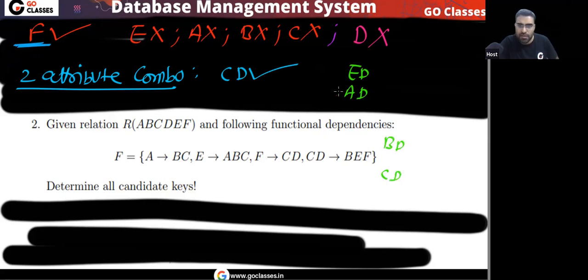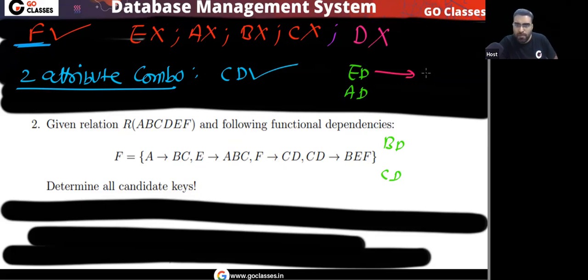You have to check these. Yes or no? You have to check ED. Will this give me R? Let me know. This ED, will it give me R? See, E will give me A, B, C, E. Yes. Because ED, notice what ED can do.